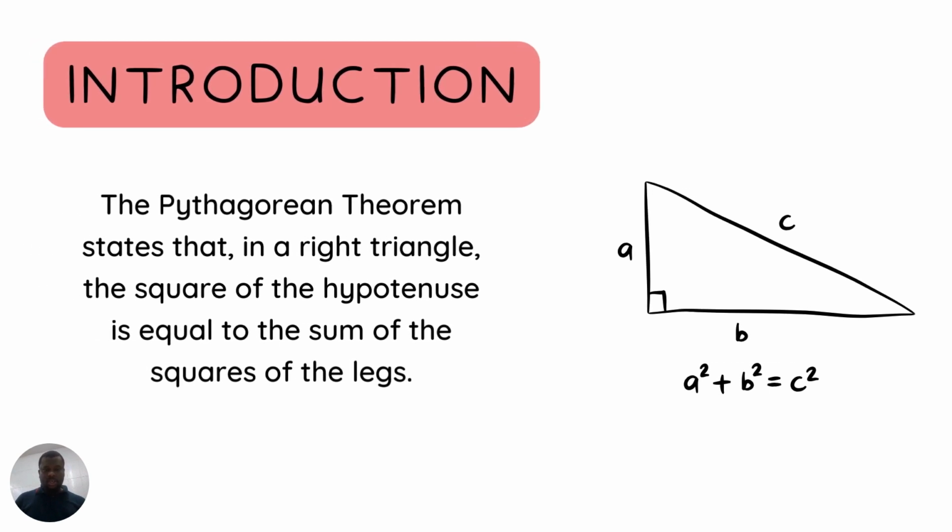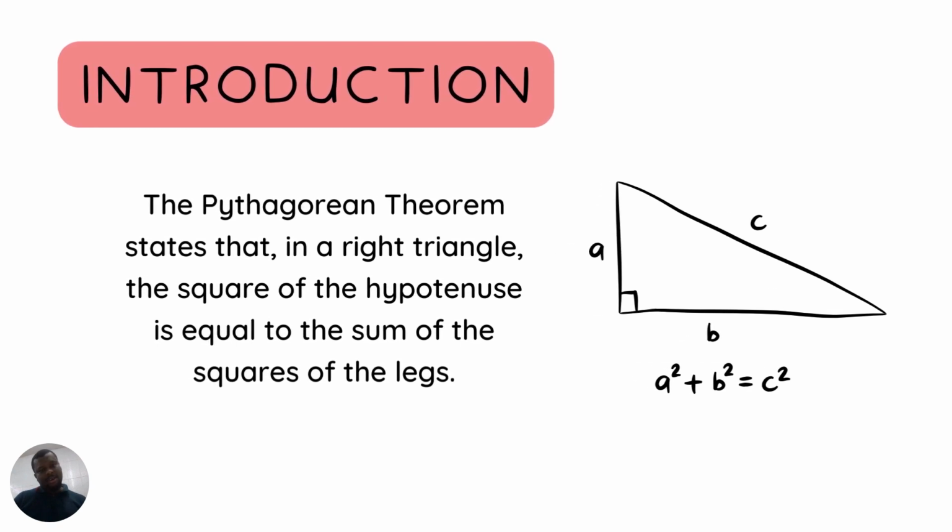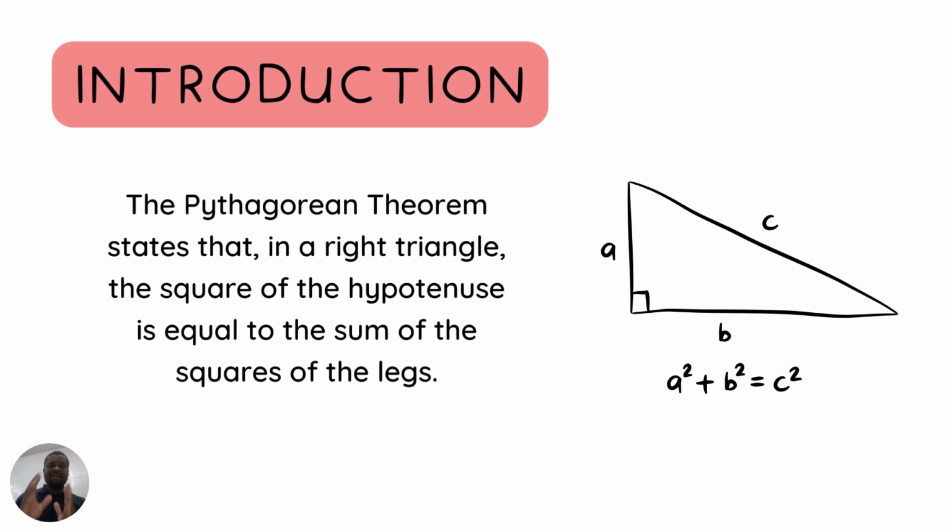Now, the introduction to this topic is this. The Pythagorean theorem states simply that if you have a right angle triangle, the square of the hypotenuse side, which is the longest side, this side C in this triangle, is equal to the sum of the squares of the other two sides, or what we call the legs. So A and B are the legs of this right angle triangle. So if you square these two sides and add them up, it will equal the square of this third side, which is the longest side. That is simply the Pythagorean theorem.